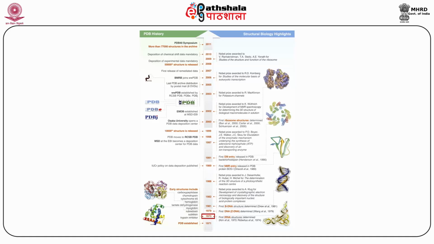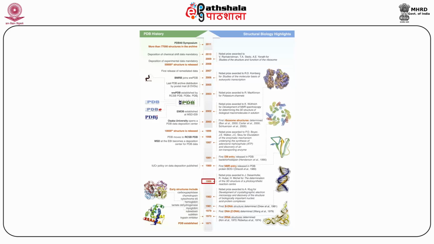To move on to some of the interesting and important structures that have been deposited in PDB, the first tRNA structure deposited in PDB was in 1973. In 1979, the first Z-type DNA was determined. In 1981, the first B-DNA structure was determined by Drew et al. In 1982, Klug received the Nobel Prize for the development of crystallographic electron microscopy and also for the discovery of biologically important nucleic acid and protein complexes.